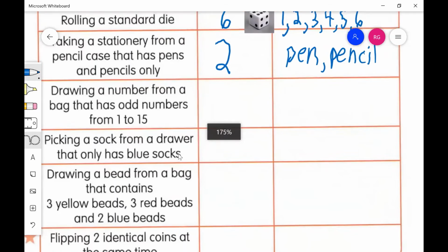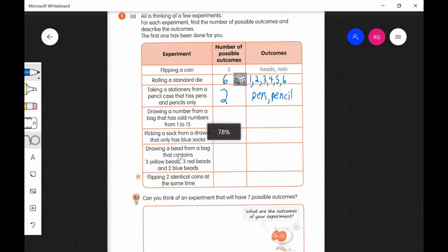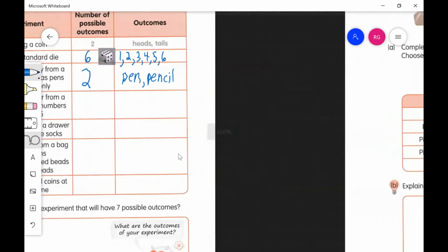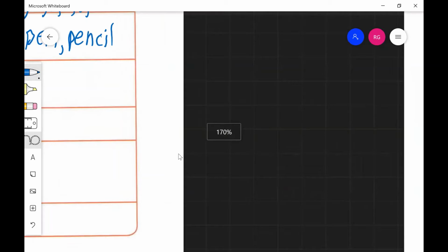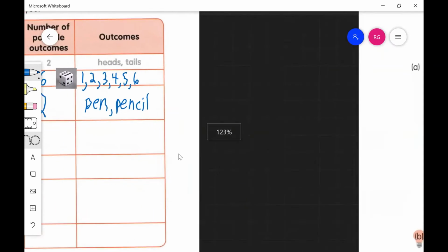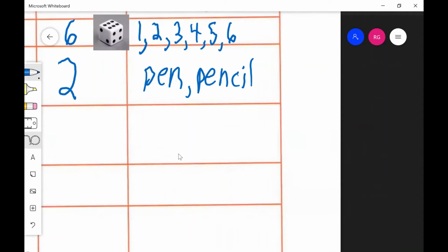It says drawing a number from a bag that has odd numbers from 1 to 15. Okay, so odd numbers, we got to write these out. I think this one's a little bit tricky. So odd numbers from 1 to 15. I guess we should just write them out in the outcomes box, right? 7 possible outcomes. Well, you need to count 1 as well. So 1 counts, as well as 15.